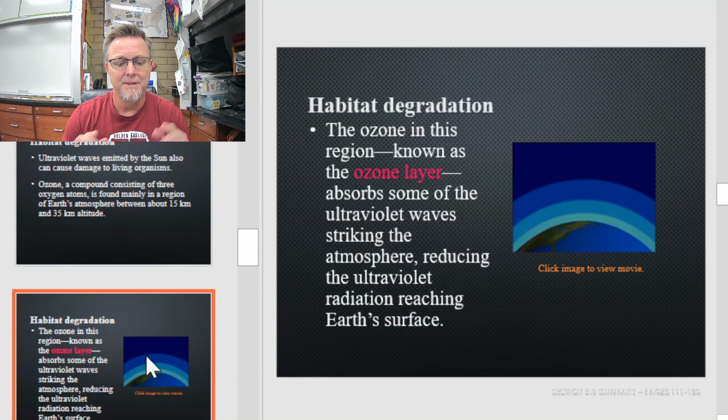The ozone, illustrated here, in the stratosphere creates an ozone layer that absorbs ultraviolet rays that strike our atmosphere and reduce the radiation that reaches the Earth's surface. That's where we need to keep our ozone.